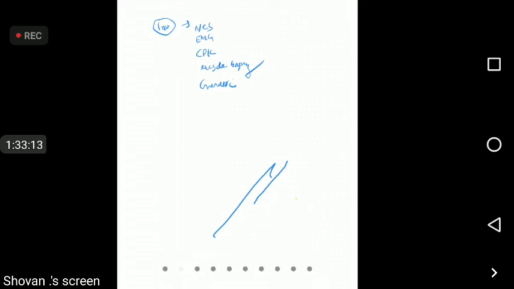But the first aim is to confirm whether this is an upper motor or lower motor neuron lesion, or to exclude myopathy. So NCS, EMG, CPK, muscle biopsy, genetic test. By these tests, I will exclude this, or I will establish this is a cause of lower motor neuron lesion. Then the investigation may vary to look for any specific thing.